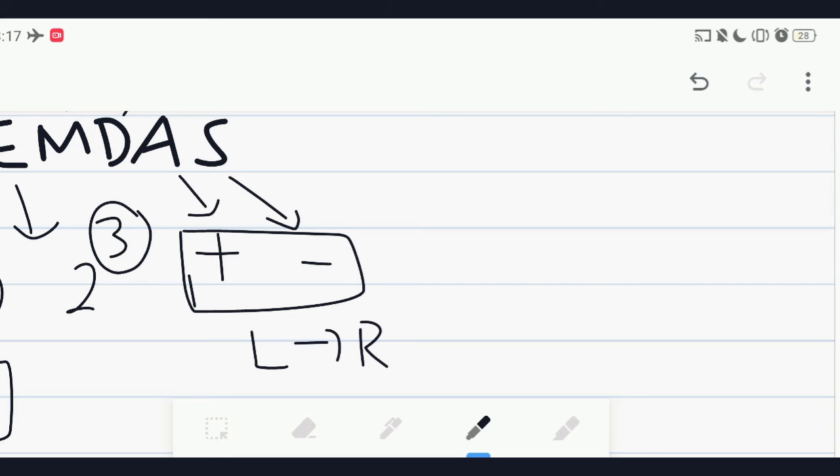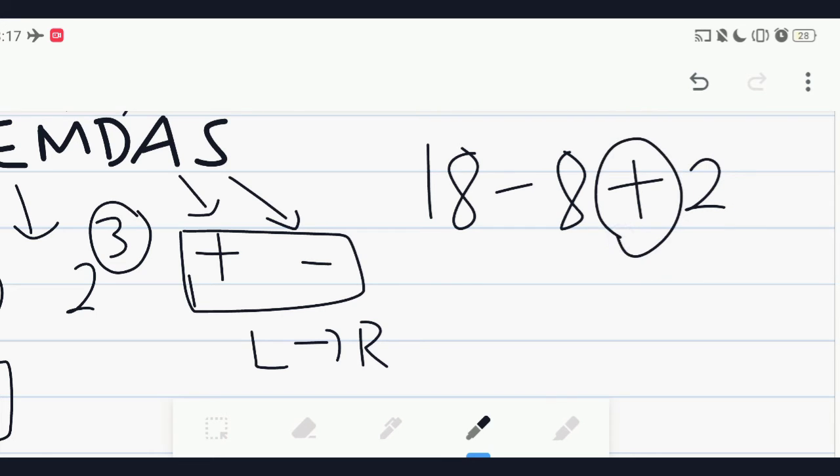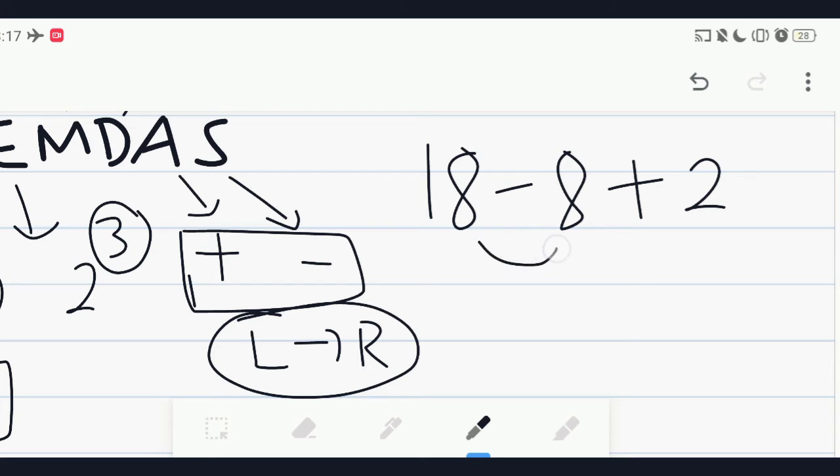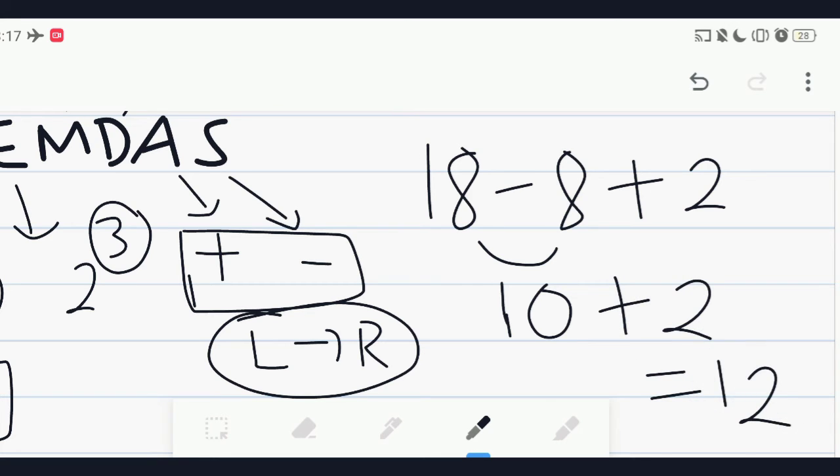For example, Miss Indah has 18 minus 8 plus 2. It's not that because you have addition here, you use addition first. No, remember, you have to go from left to right. It means you use the operation that you see first. You see the minus first, right? The subtraction. So 18 minus 8 gives 10, and then plus 2. Then you will get the answer 12.